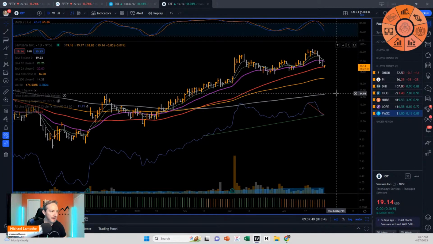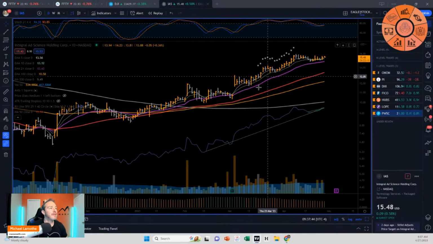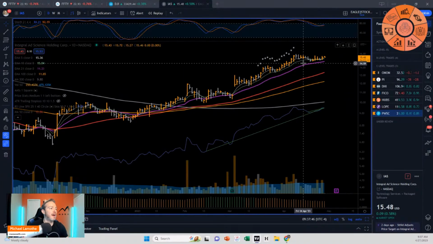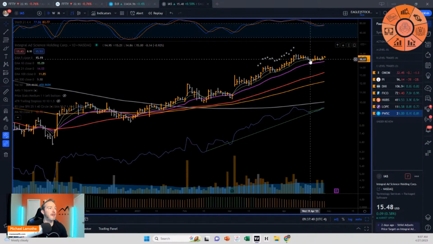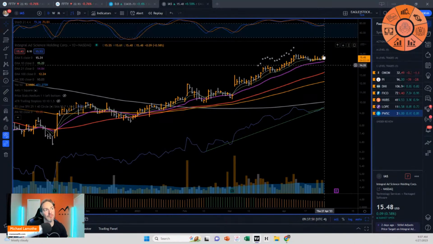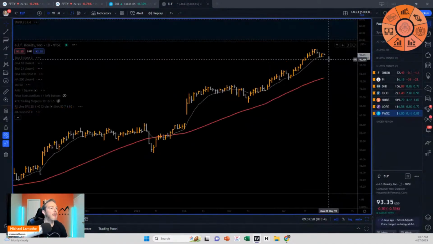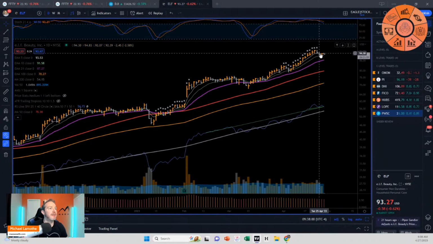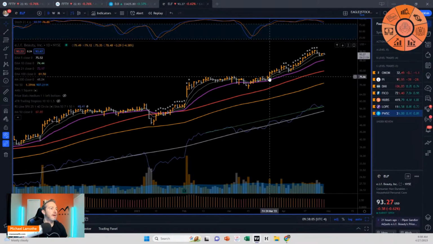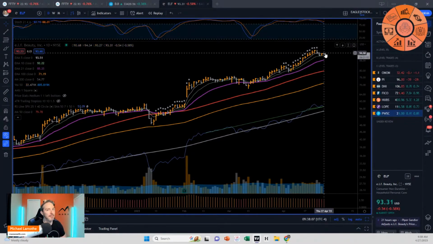This has come back in. IAS is another one. I rode this whole thing up. I exited over here. Now it's just consolidating, going sideways. It actually looks up. It might be setting up again. We'll see. Ended up getting out of ELF near the top right over here. Wrote it up from down here. And there were a couple of other ones too, right?